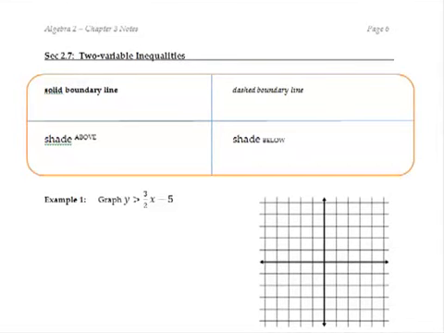This is lesson 2.7 of your chapter 3 notes, where we've been talking about lines and equations of lines and how to graph them. And now we're going to talk about how to graph inequalities when they have a y and an x in them.